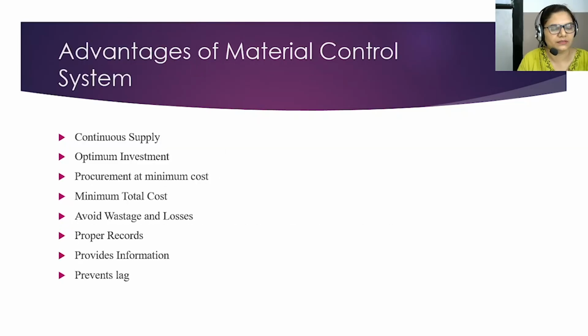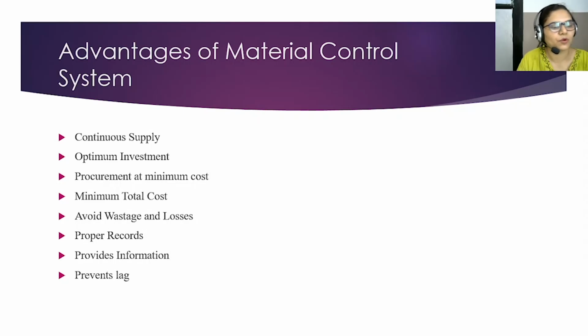Next is advantages of material control. First advantage is continuous supply. With material control in the system, there is a continuous flow of input materials from one department to another. Hence, production process is never hampered. Optimum investment. Investment in various materials is kept at a minimum and optimum level, taking into consideration the operating requirement and resources. Thus, it helps in minimizing the carrying cost.